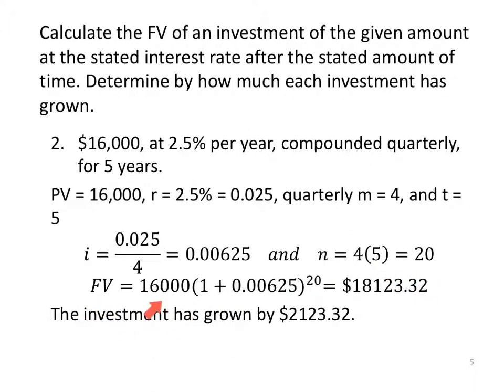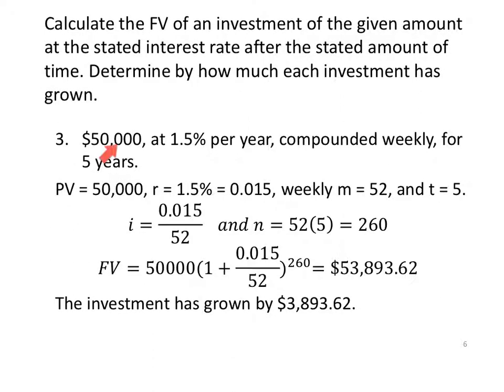So my future value is 16,000 times, in parentheses, 1 plus 0.00625, close parentheses, that's 1 plus I, to the power of N, 20. And entering that in a calculator, you will not want to try and do that by hand. I'm just saying. $18,123.32. From the original $16,000 we invested, that means my investment has grown by $2,123.32. Subtracting future value minus present value to get the amount the investment has grown by.